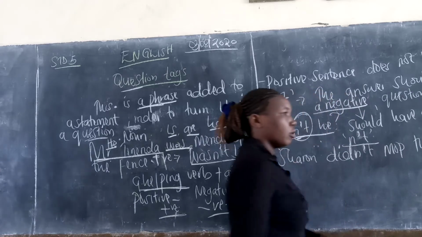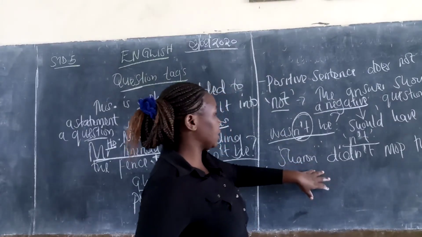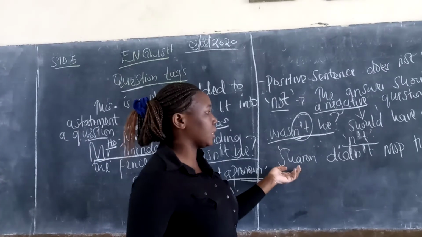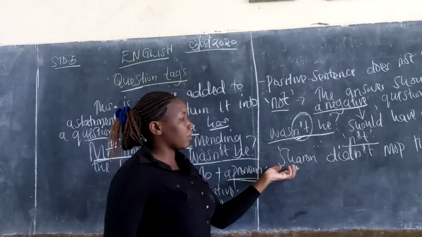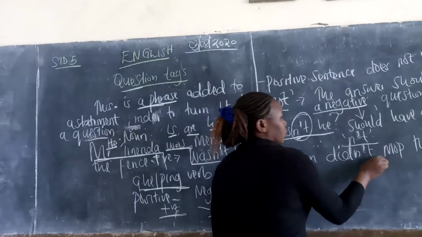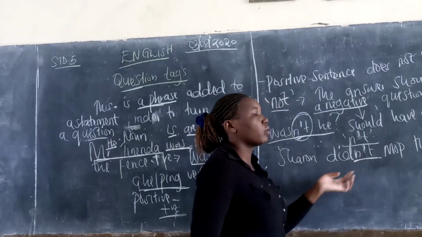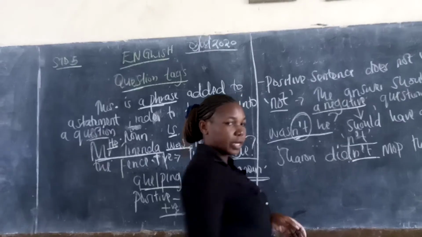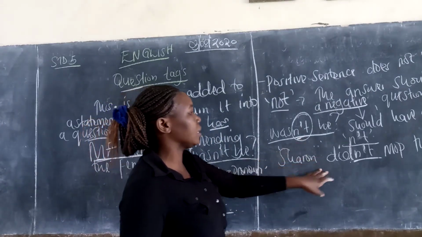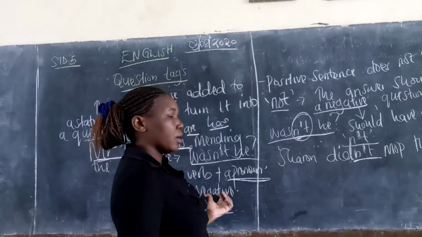Sharon didn't mop the floor. We want to get the question tag from this statement. Now, what will be our question tag? The first thing you look is whether the sentence is positive or negative.